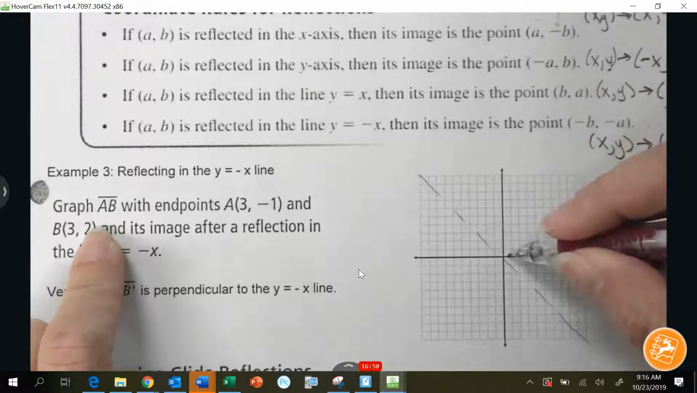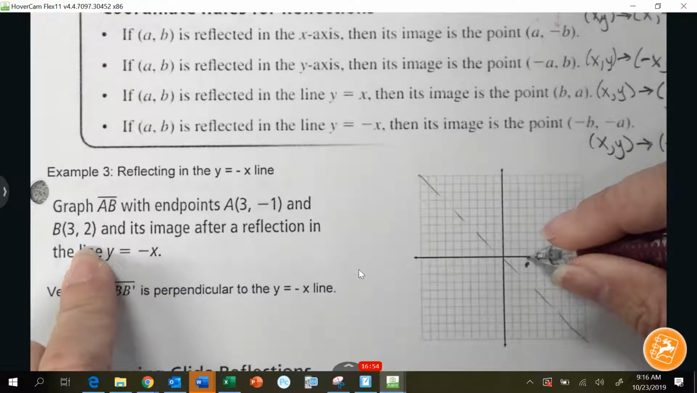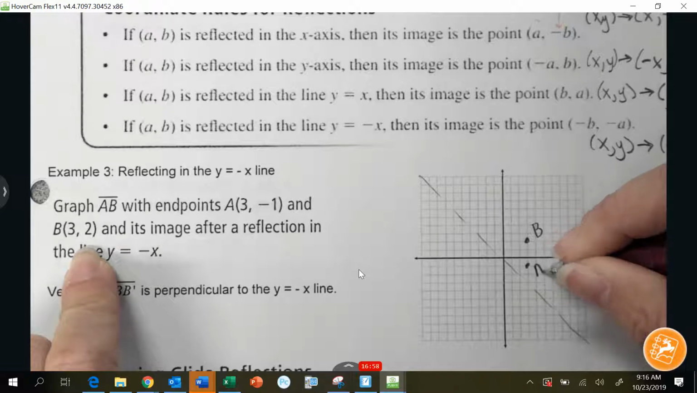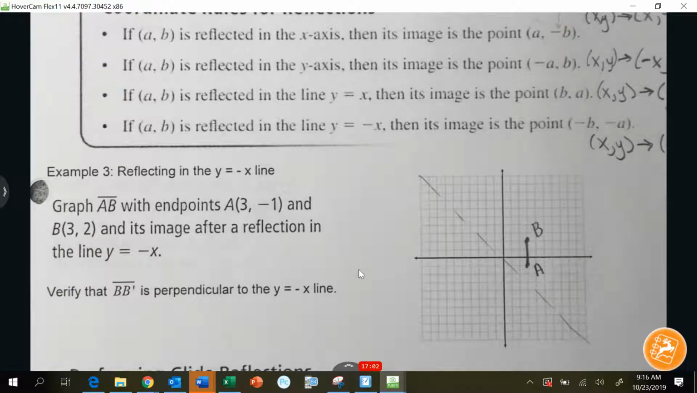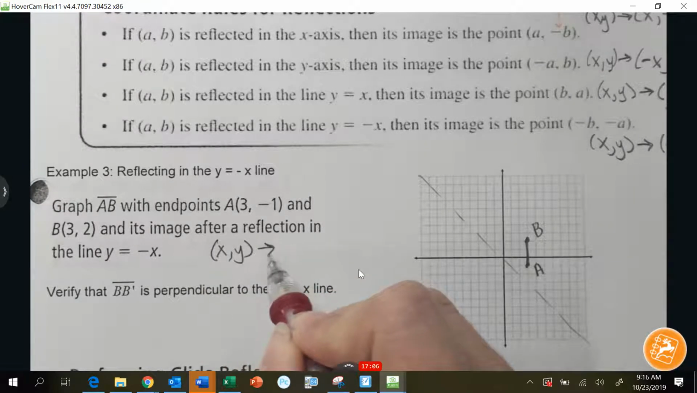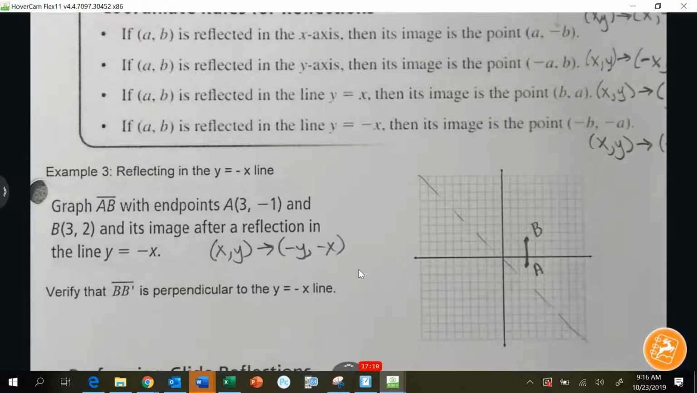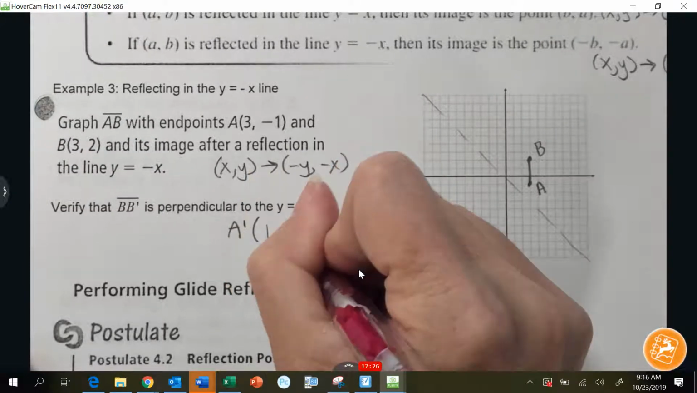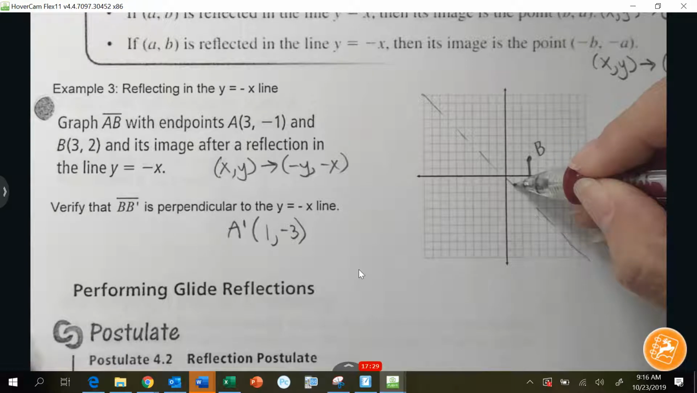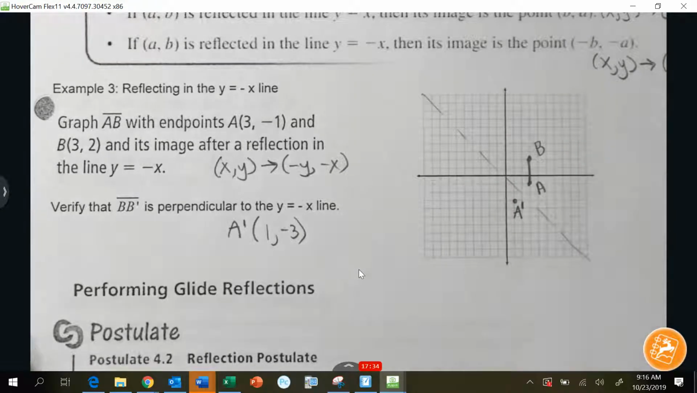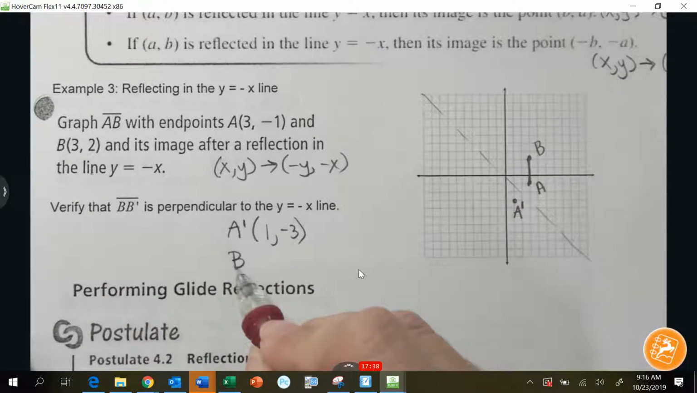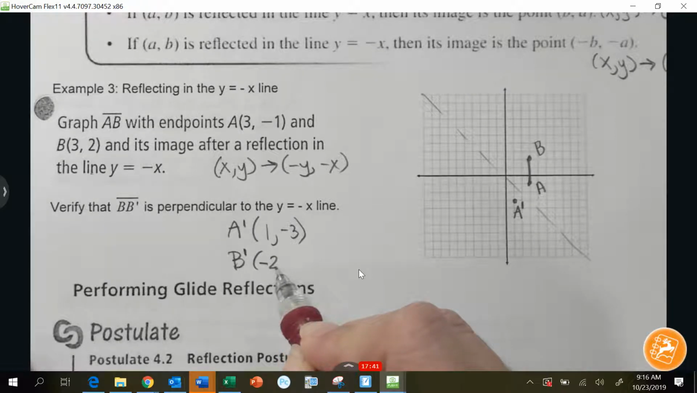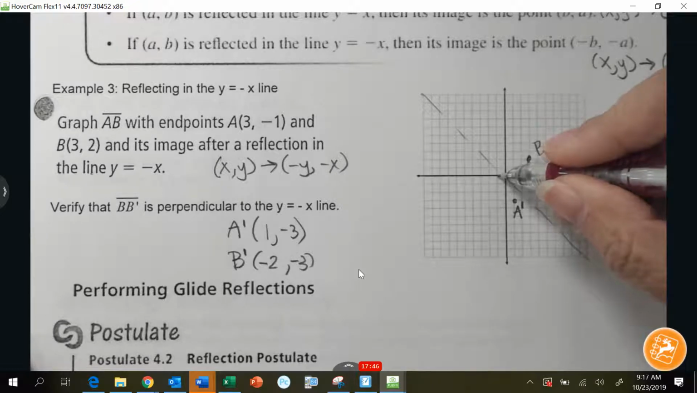Graph AB, where A is (3, negative 1) and B is (3, 2). I'm going to use the rule (x, y) arrow (negative y, negative x). So instead of (3, negative 1), A prime is going to be switch the numbers and change their signs: positive 1, negative 3. A prime is (1, negative 3). Instead of B, which is (3, 2), B prime is going to be (negative 2, negative 3). So I switch the numbers and switch the signs.